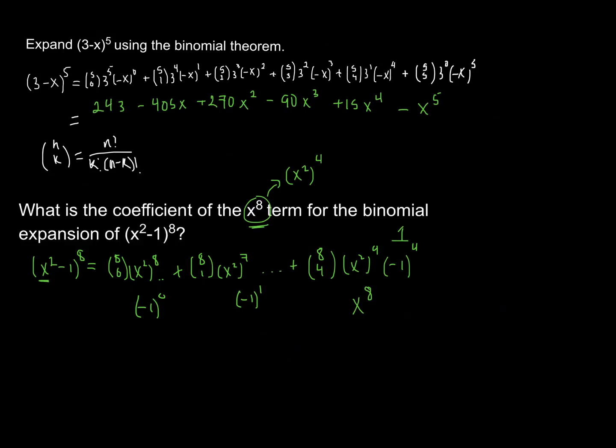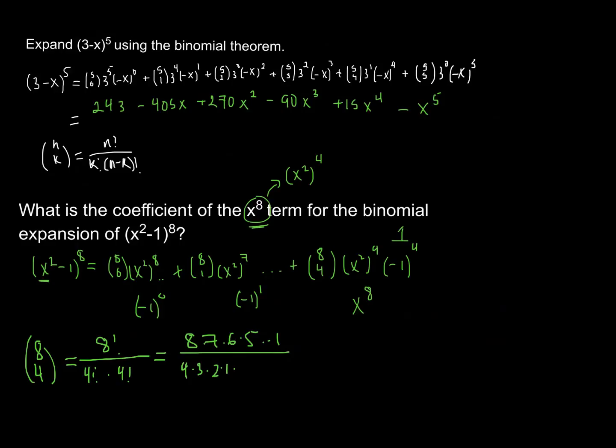And then giving us a little more space here, I can actually compute 8 choose 4. I'll do that down here. 8 choose 4 is going to be 8 factorial divided by 4 factorial times 8 minus 4 factorial, which is just another 4 factorial. And so when I write this out, I'm going to have 8 times 7 times 6 times 5 all the way times 1, divided by 4 times 3 times 2 times 1 times 4 times 3 all the way to 1.